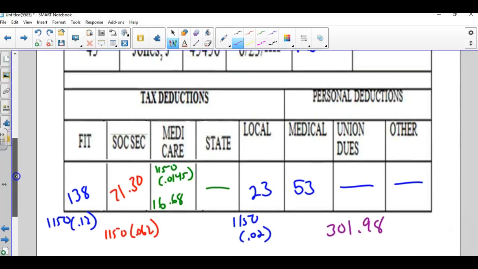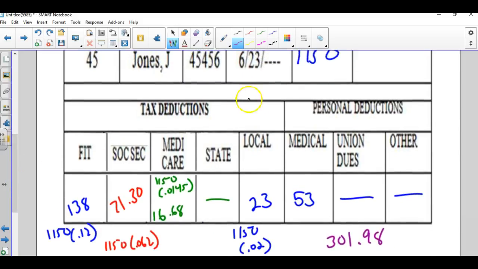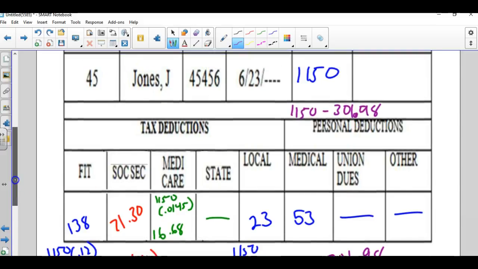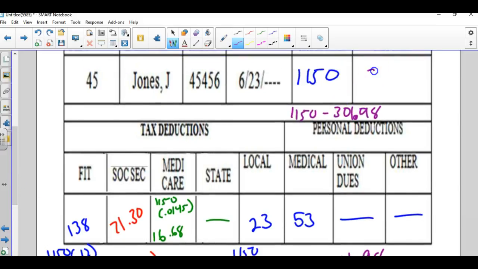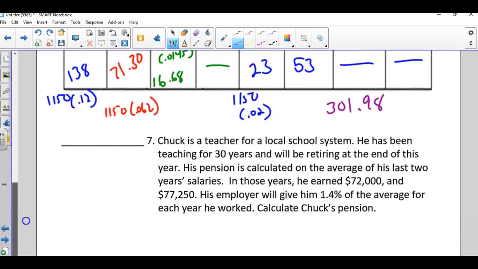So I take that up here, and I'm going to go 1,150 minus 301.98, and that is going to give me $848.02. All right. So that is how you do this pay stub problem, okay? All right. Let's keep going.